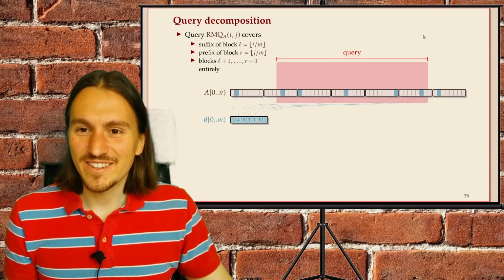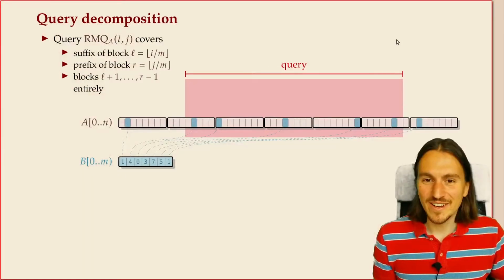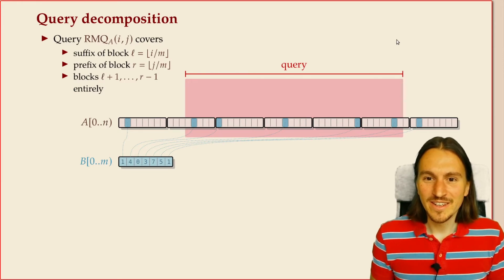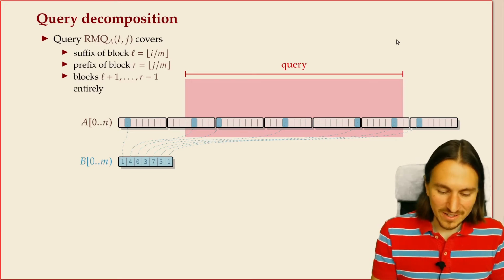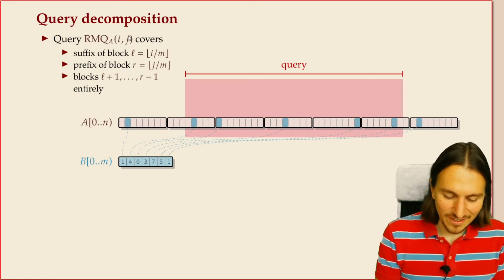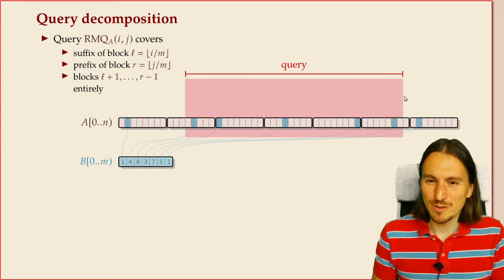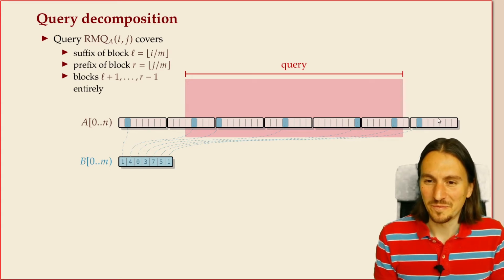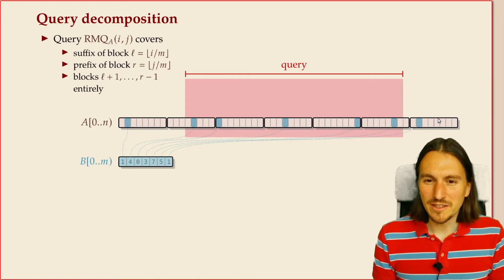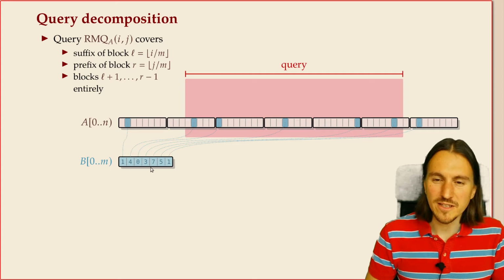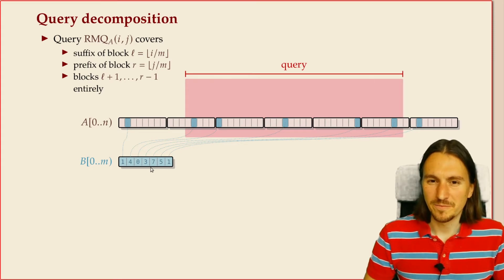The next step here is: we have a query that covers a certain range i to j. I drew this here in red, and remember we imagine that our array is broken into blocks like so. How can we make use of the fact that we can use range minimum queries on B to answer this query?